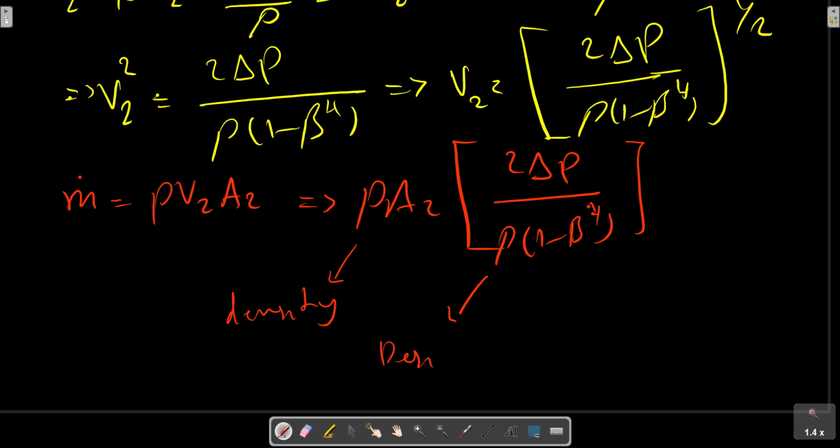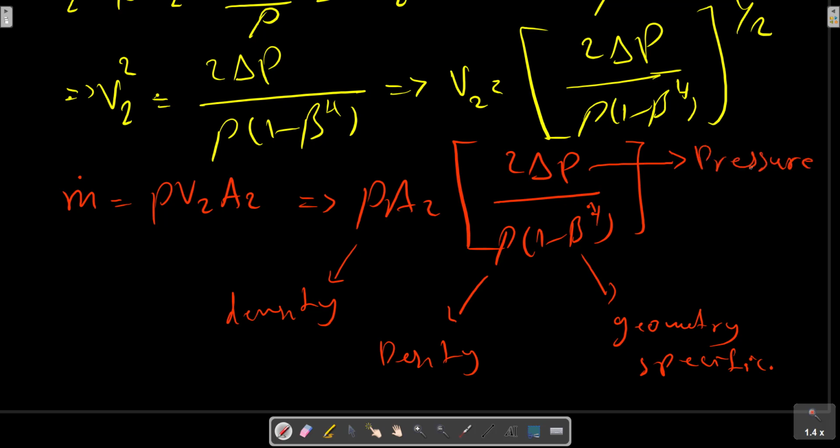Again, density, geometry specification, and pressures, which can be measured by devices on the venturi instrument. So by collecting this data from, for example, a flow, we can calculate m dot, the mass flux in the flow.